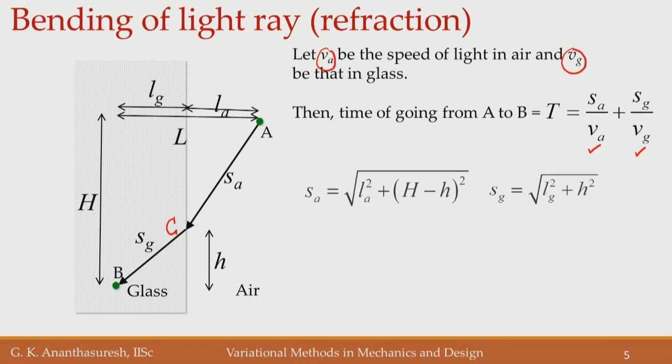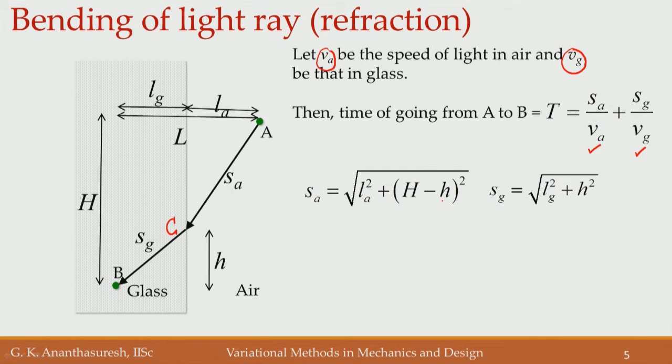And what is S A? You simply use Pythagoras theorem, where we have this L A square plus H minus h square, that is S A, and then S G is L G square plus h square, okay, because how much is L A, how much is L G is also known to us. So, we know how to get S A and S G, but they do depend on this h.